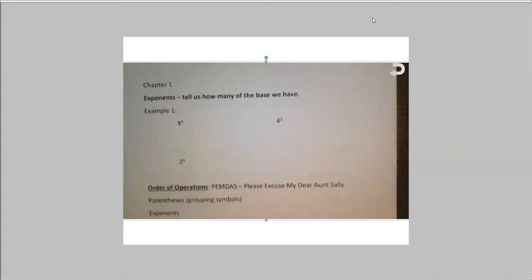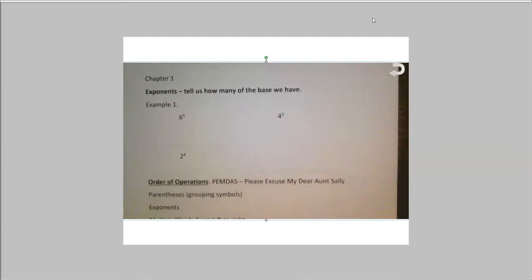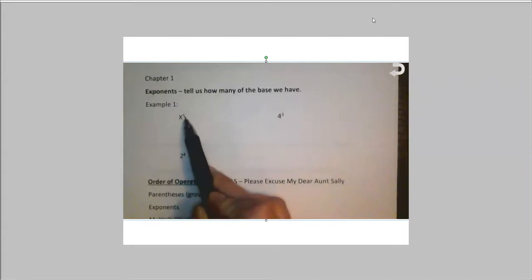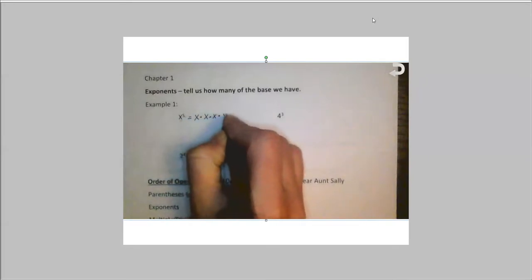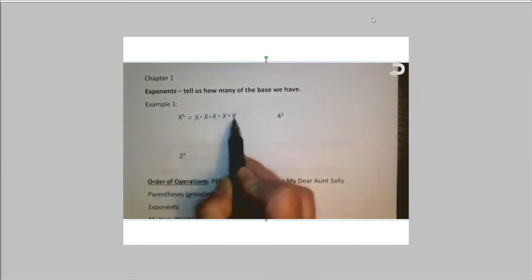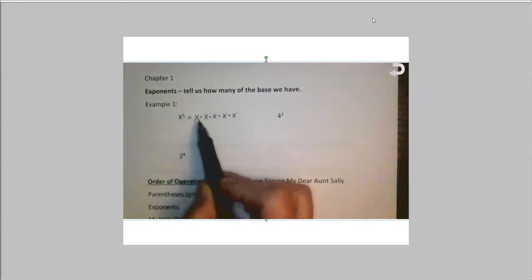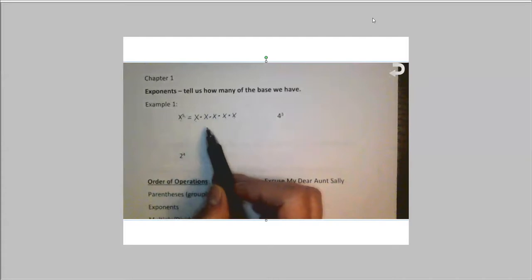So remember that exponents tell us how many of that base number or variable that we have. In this first example, we have x to the 5th power. 5 is my exponent. That 5 tells me that we have 5 of the base x. So if I were to break that down, that would be x times x times x times x. So I have 5 x's that are multiplied together. So this is a way to write our answer exponentially and in a more compound way.